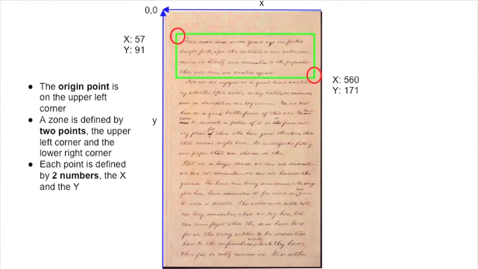In the image, for instance, you see that there is a rectangle. The bottom corner is defined with an x of 560 and a y of 171, while the upper corner is defined with an x of 57 and a y of 91. This is very important: you have to remember that the definition starts from the top corner to the bottom corner.